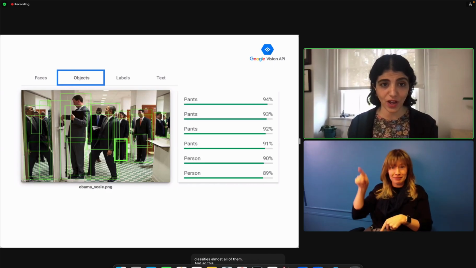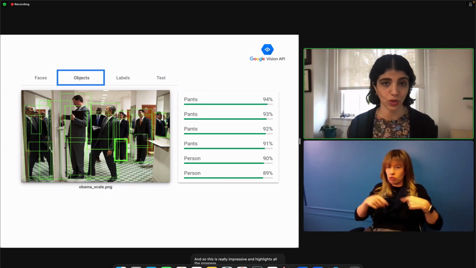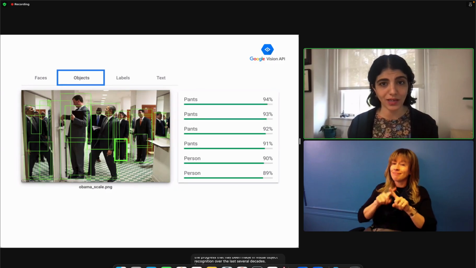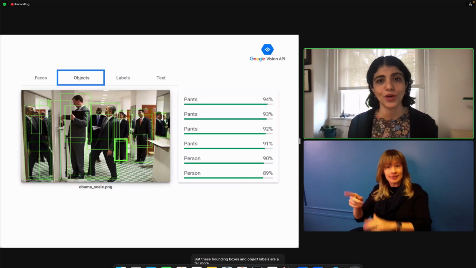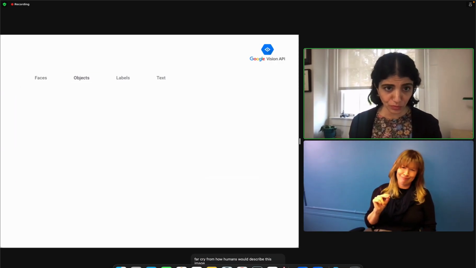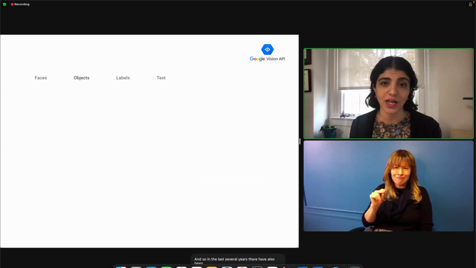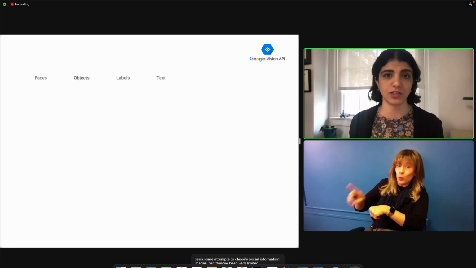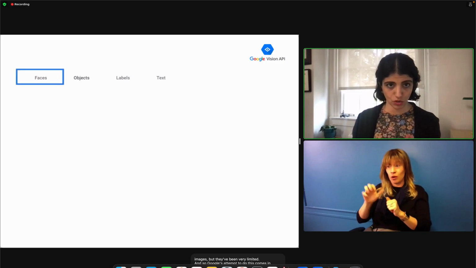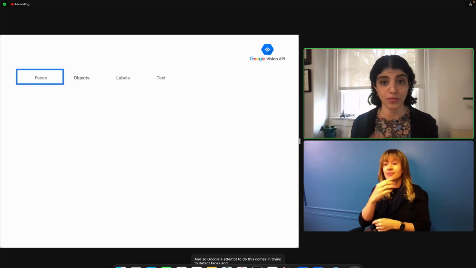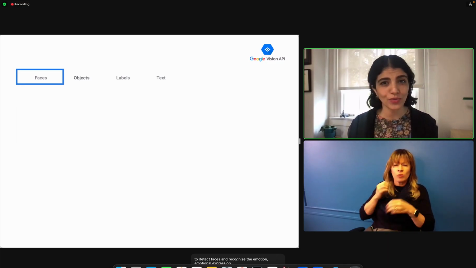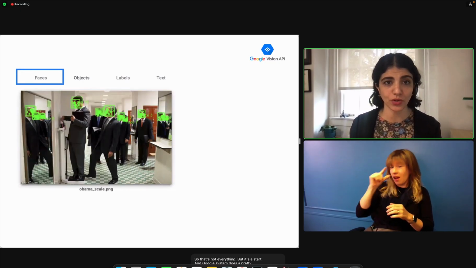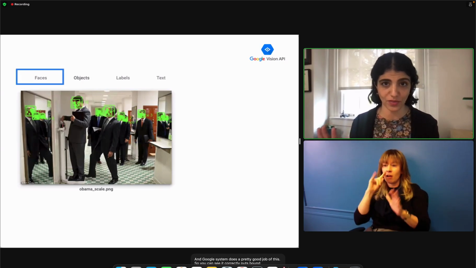This is really impressive and highlights all the progress that has been made in visual object recognition over the last several decades. But these bounding boxes and object labels are a far cry from how humans would describe this image, right? In the last several years, there have also been some attempts to classify social information in images, but they've been very limited. Google's attempt to do this comes in trying to detect faces and recognize the emotional expressions on the faces. That's not everything, but it's a start. And Google's system does a pretty good job of this, so you can see it correctly puts bounding boxes over all of the many faces.